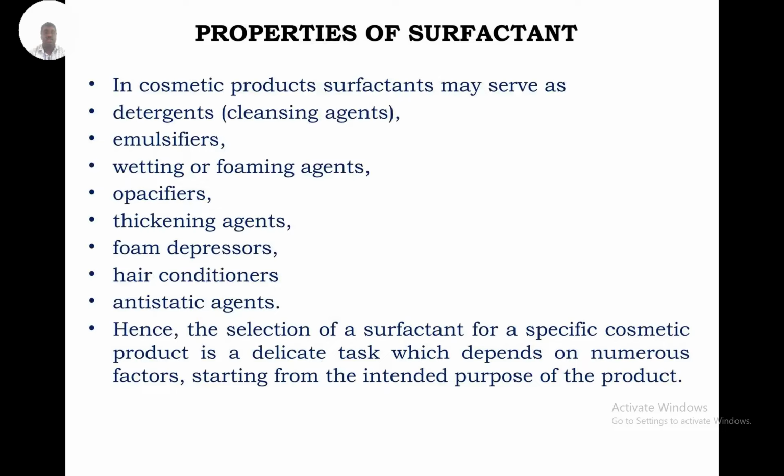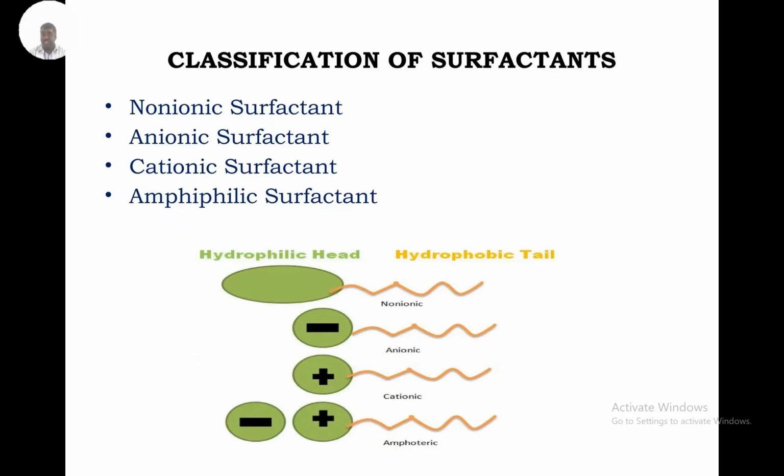In cosmetic products, the surfactants are mainly used as detergents or cleansing agents, emulsifiers, wetting or foaming agents, opacifiers, thickening agents, foam depressors, hair conditioners, and anti-static agents. Here, the selection of a surfactant for a specific cosmetic product is a delicate task, and we depend upon different factors starting from the intended purpose of the product. Mainly surfactants are classified into non-ionic, anionic, cationic, and amphoteric surfactants.